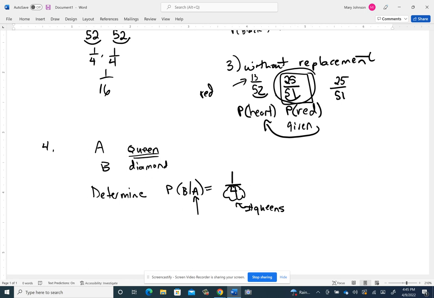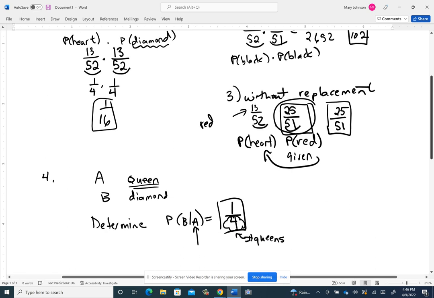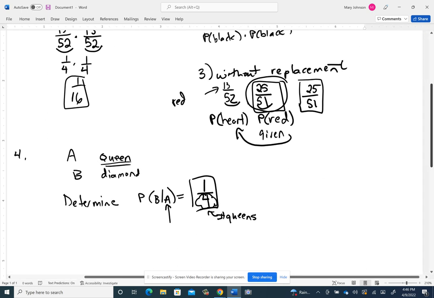Okay. All right, so question number 1 was 1/16. Number 2 turned out at the end, once it was fully simplified, it'd be 25 over 102. Question 3 is 25 over 51. And on number 4, your answer would be 1/4. Okay. All right, now let me move this over a little bit. Let me do 5 right here, because 5 is actually conditional probability also.